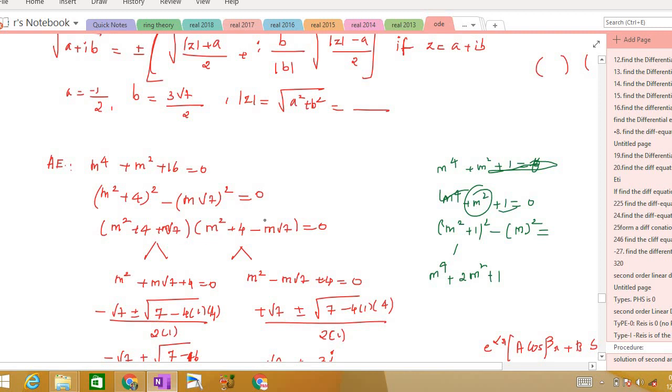Then you solve these two equations separately and find the roots, right? The first thing is you identify whether we solved these types of problems in the previous video. Then you can solve any problem on your own.